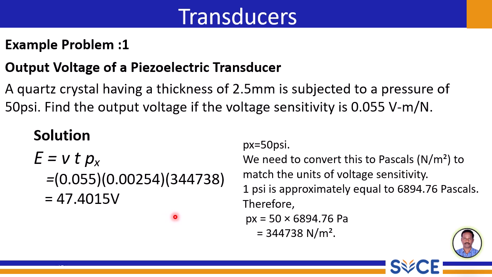Therefore, a quartz crystal of thickness 2.5 mm subjected to a pressure of 50 psi, having a voltage sensitivity of 0.055 volt meter per Newton, the output voltage generated by the piezoelectric transducer is approximately 47.4 volts. This example demonstrates how the output voltage is directly proportional to the voltage sensitivity of the material, its thickness and the applied pressure.